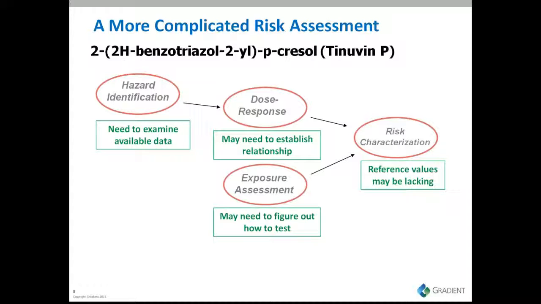And it's also possible that depending on the material involved, we might need to come up with a test method to actually quantify this chemical. So it may be that if it's in a plastic material, a particular type of test method might need to be developed. And finally, in terms of risk characterization, reference values may be lacking. So again, we may not easily be able to understand what we do with all this information once we get it. We'll have to do some work there. So this is just to point out that risk assessment comes in different flavors and different levels of effort.